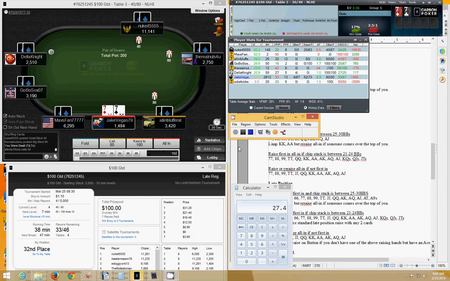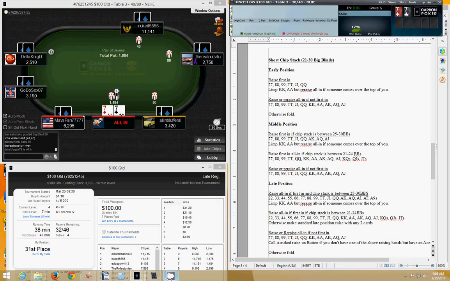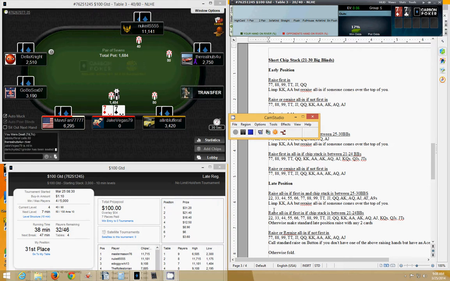Here we are in early position. We've got about 24 big blinds left. It says raise or re-raise all in if not first in, so let's try it. Let's go all in here and see what materializes.